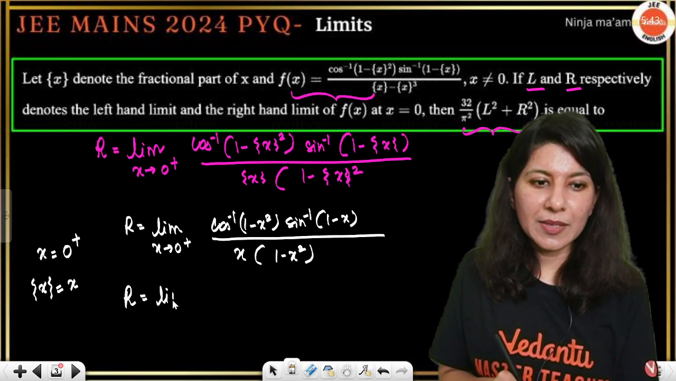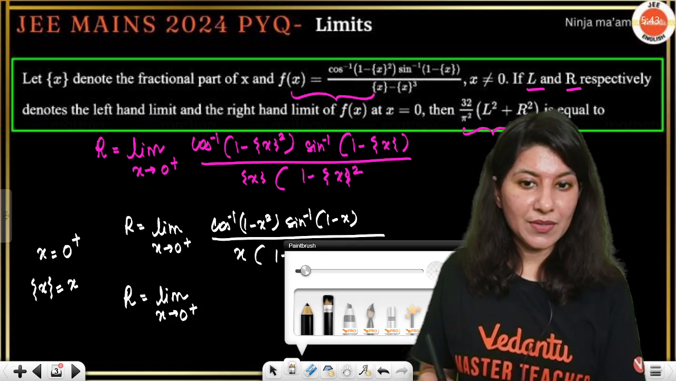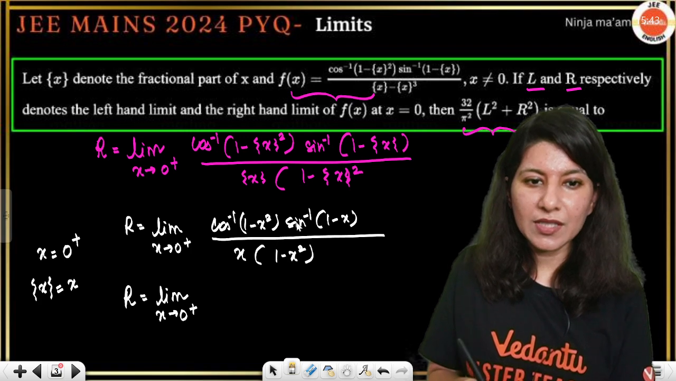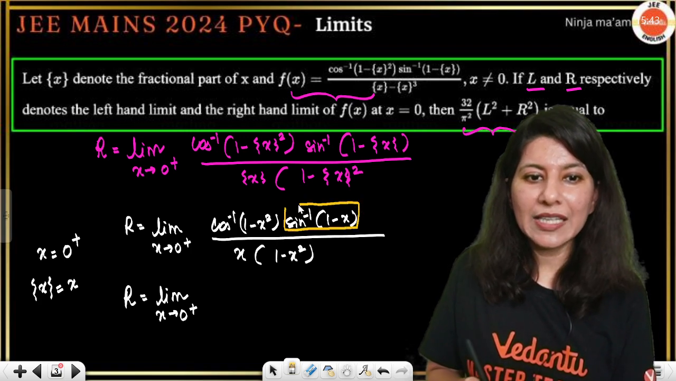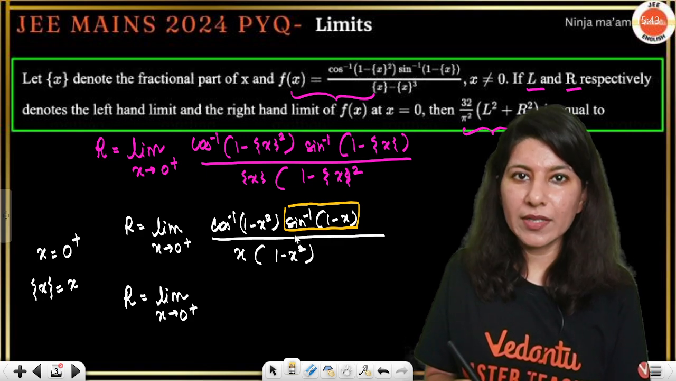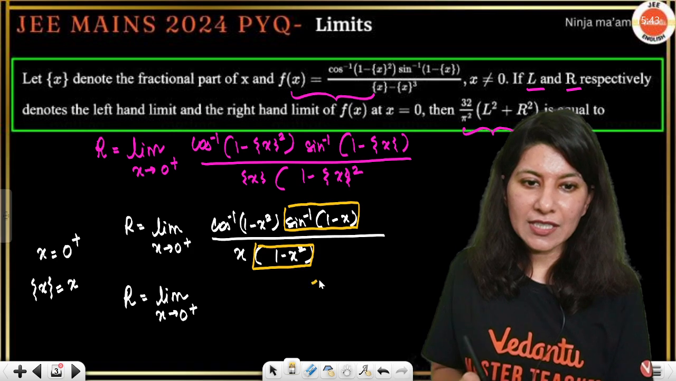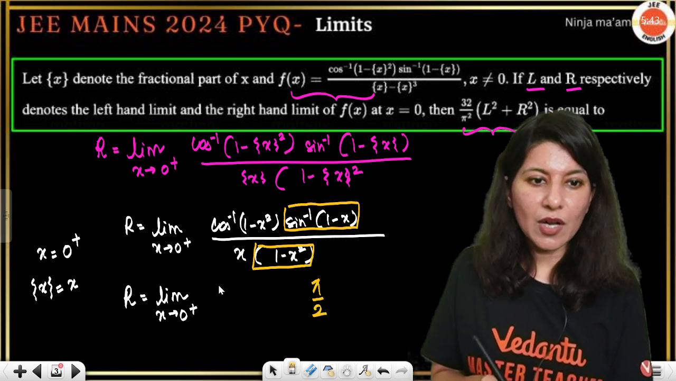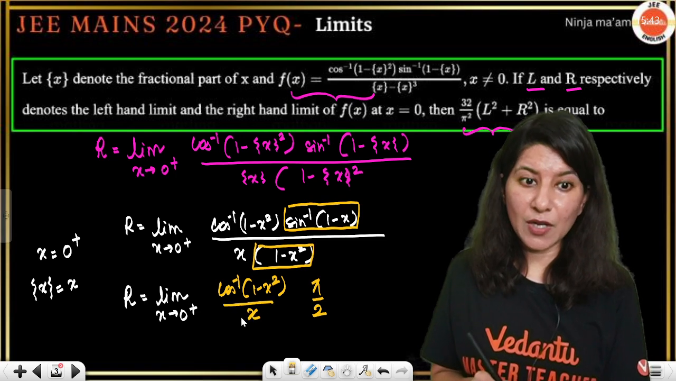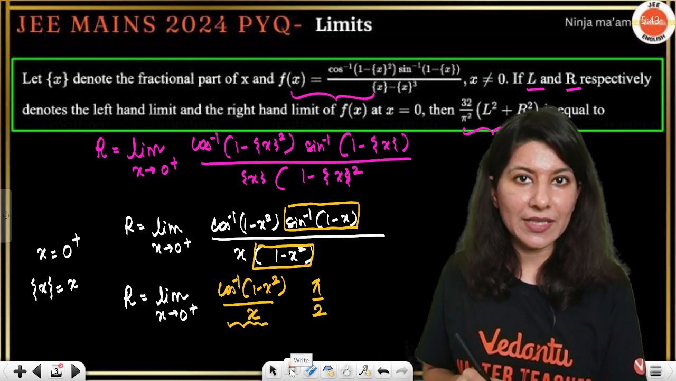R will be equal to limit x tends to 0 plus. Okay, all right. Now understand, if you put x equals to 0 over here, it will fetch you pi by 2, right? Sine inverse 1 is pi by 2. This will become 1. So this is pi by 2, I'm putting the value. Now we are just left with cos inverse of 1 minus x square by x, because the moment you put 0 in numerator and denominator, it is becoming 0 by 0.